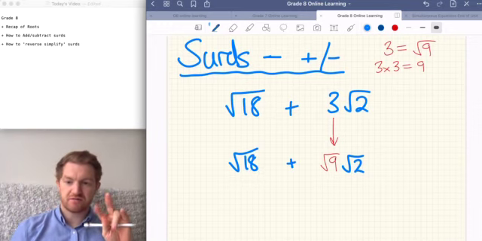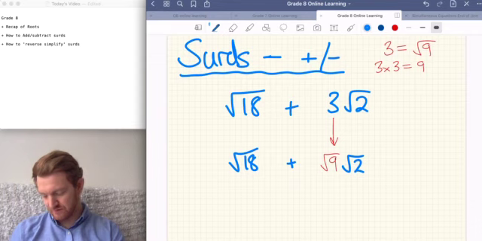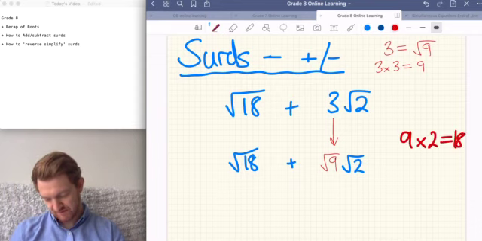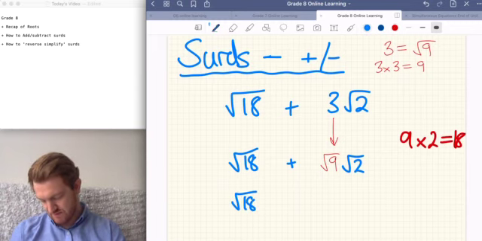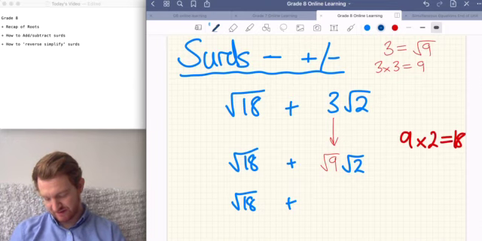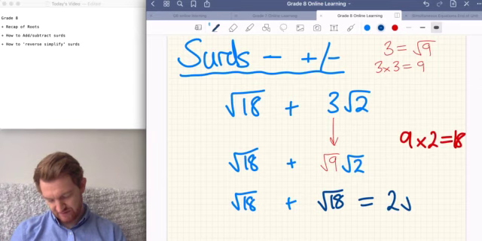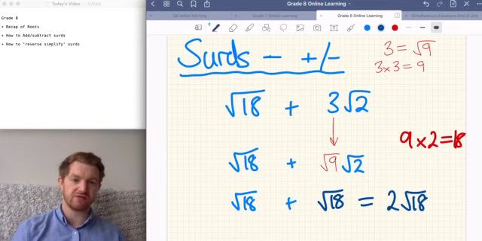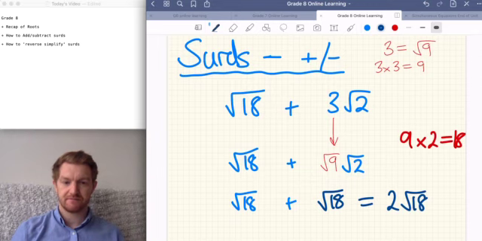When we have 2 roots together like that, we can multiply them together. 9 times 2 is 18. So keep that the same. And then we can say, 9 times 2 is 18, so that's the same as 18. And we can put those together to get 2 root 18s.